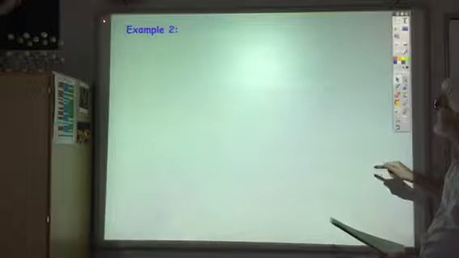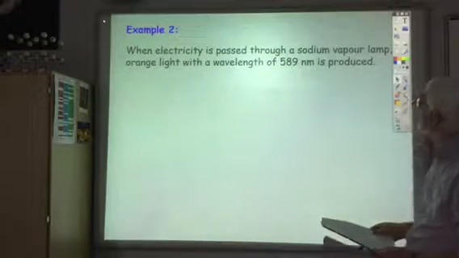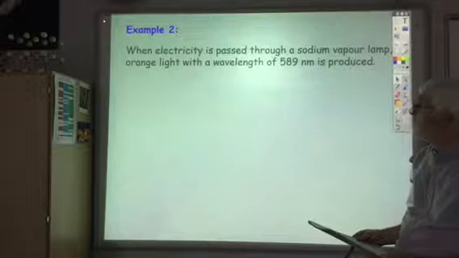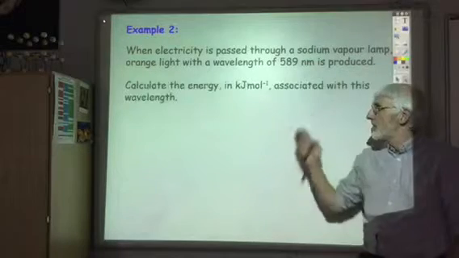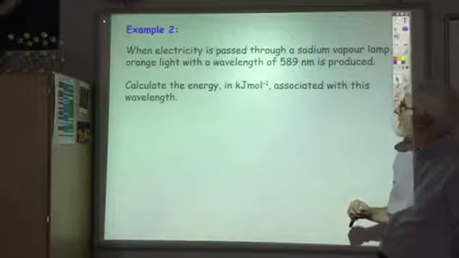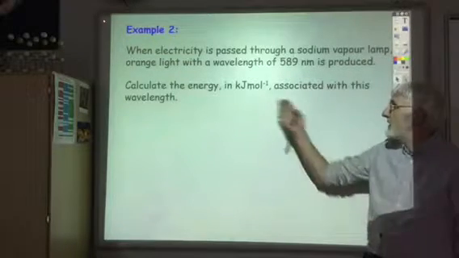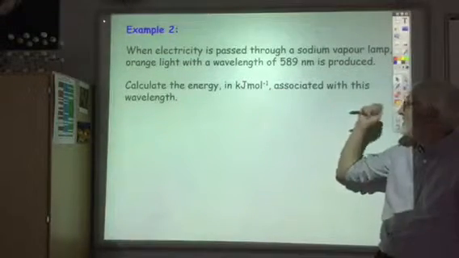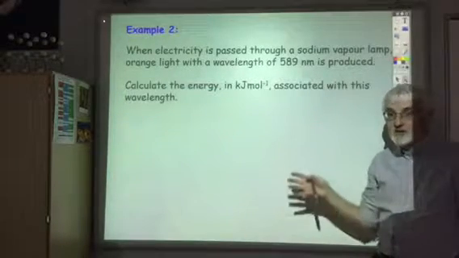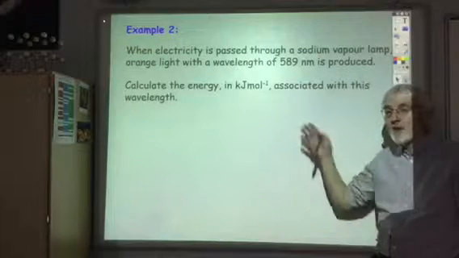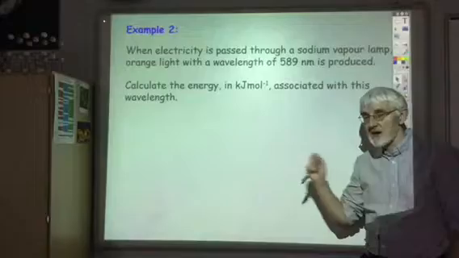Okay, here's another example. When electricity is passed through a sodium vapor lamp, orange light with a wavelength of 589 nanometers is produced. Okay, so given the wavelength of 589 nanometers, calculate the energy in kilojoules per mole associated with this wavelength. So pause the tape, try to do this question yourself, and then look at the answers that I'll provide.